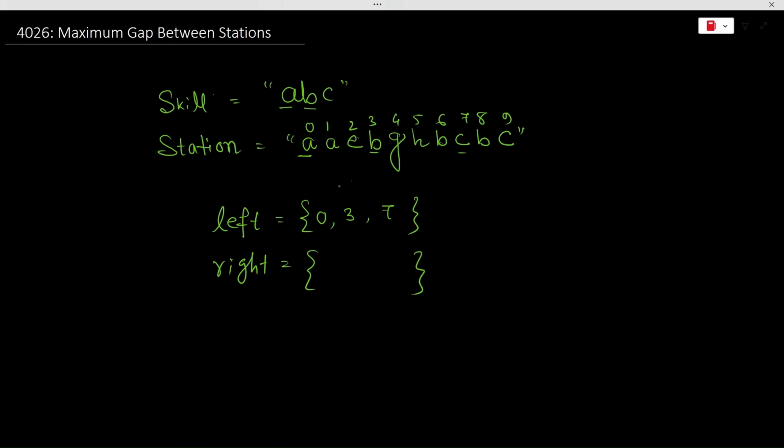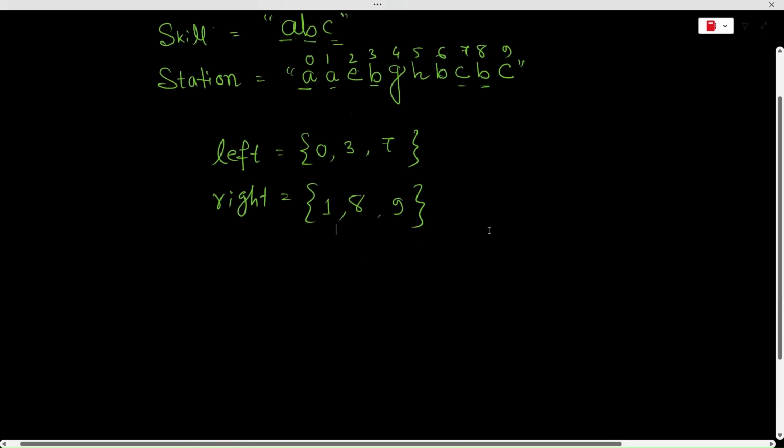Now let's build our right array. So we will try to assign our skill to the station from the right. So let's go from the back here. First we will find the C from the back. So C is at 9. Now try to find B from the back. The first B from the back is at 8. Now find A from the back. The first A from the back we have found is 1. So the left array and right array computation is complete.